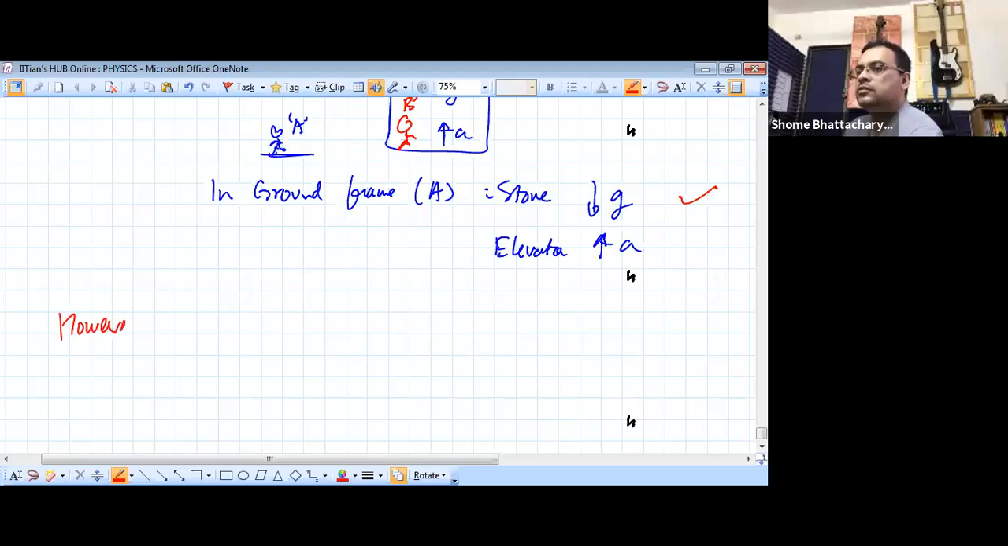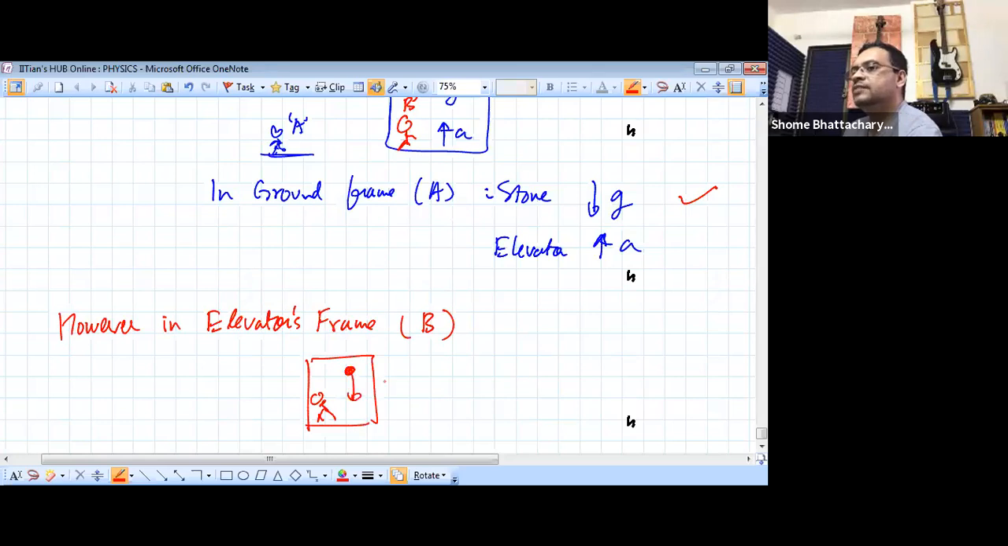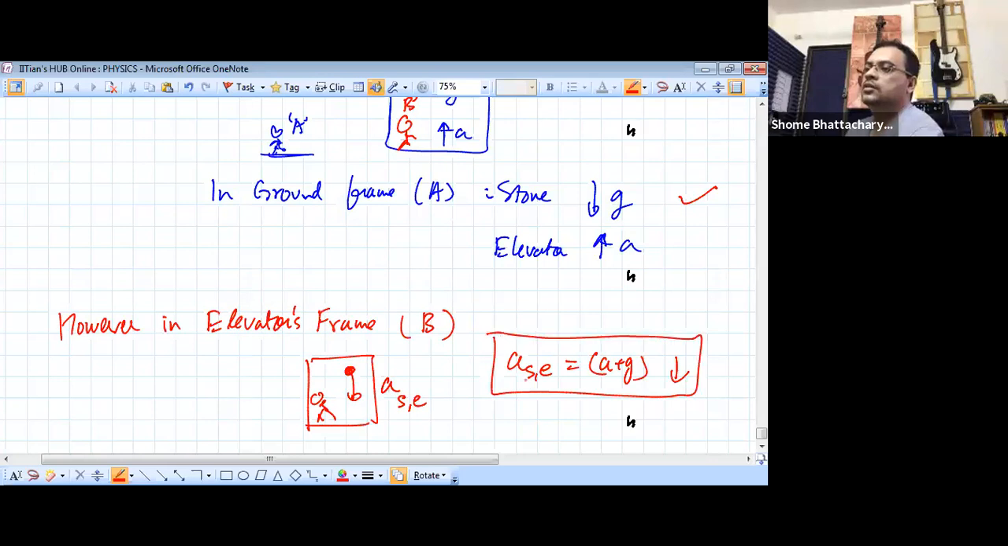However, in the elevator frame, that is observer B, in his frame he will see the stone coming down with some relative acceleration. So this will be the acceleration of the stone with respect to the elevator. The acceleration of the stone with respect to the elevator will become A plus G downwards. This is in B's frame.